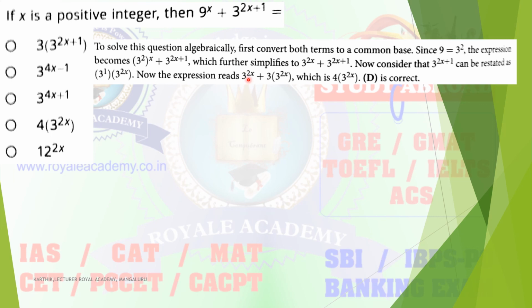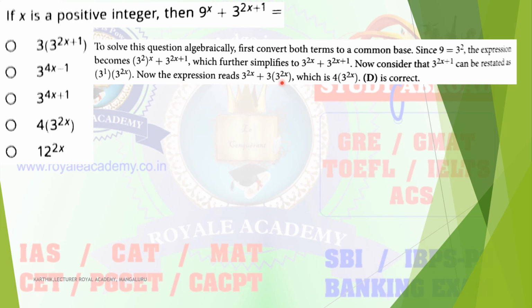Okay, so 3 to the power of 2x plus 3 into 3 to the power of 2x, this is nothing but 3 to the power of 2x plus 1. So 3 to the power of 2x plus 1 you can also write like this, 3 into 3 to the power of 2x. So now simplify.